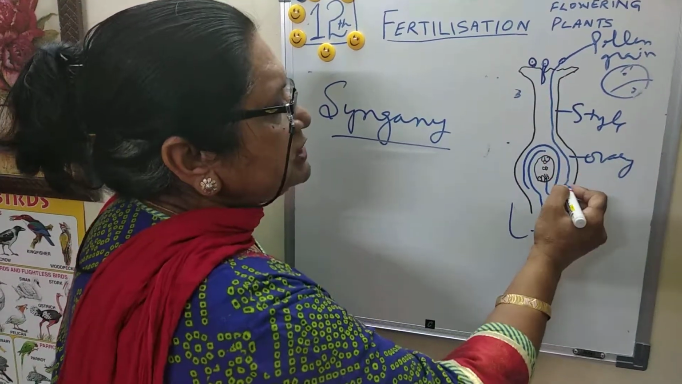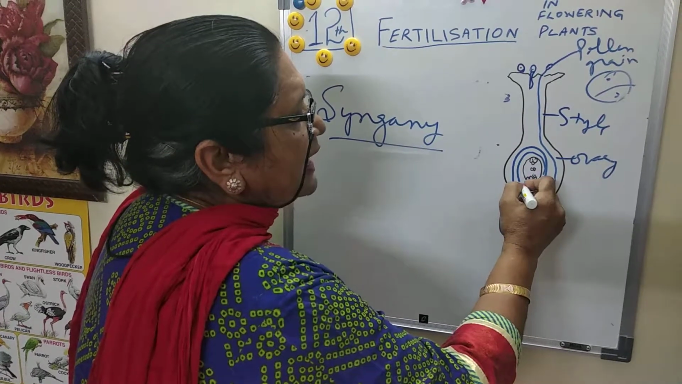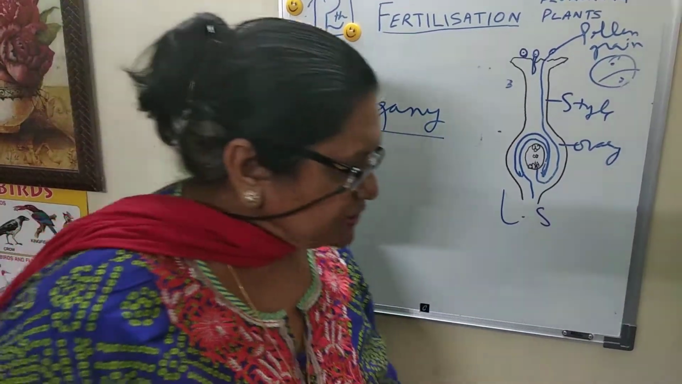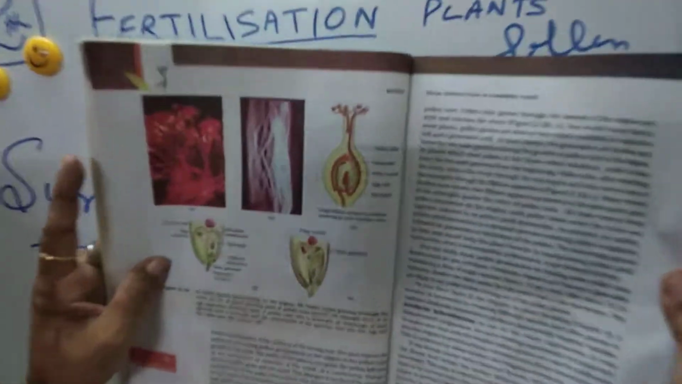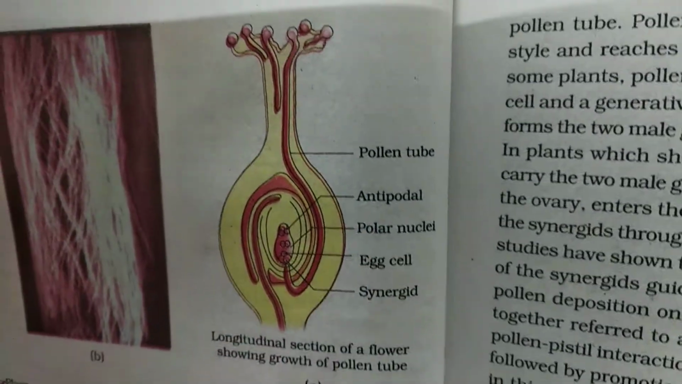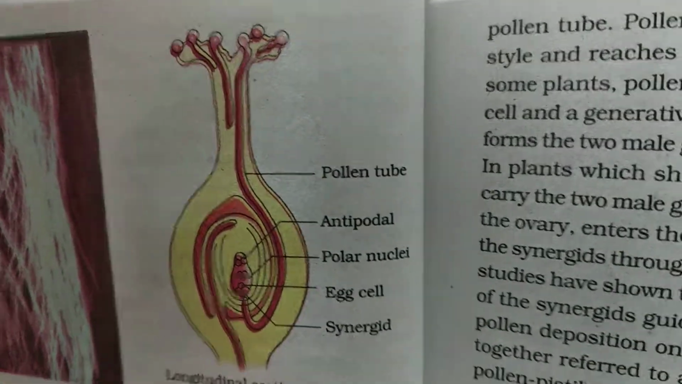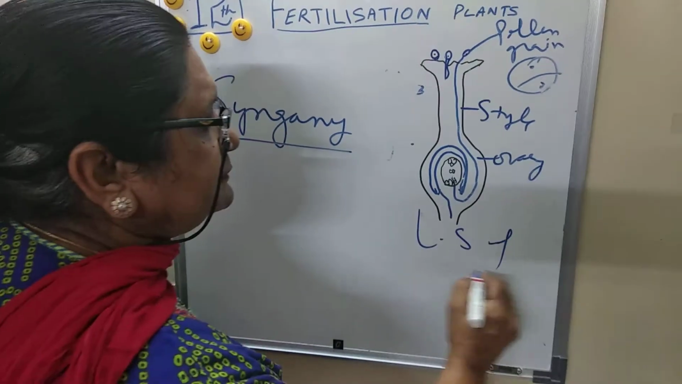So the germination. Now the structure, how it happens, we have discussed the ovule structure. According to NCERT, this diagram is important: longitudinal section of the flower showing growth of the pollen tube. That is important for the board. Now the LS of the flower.